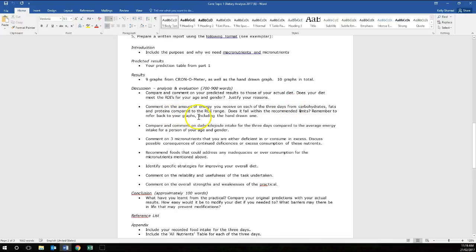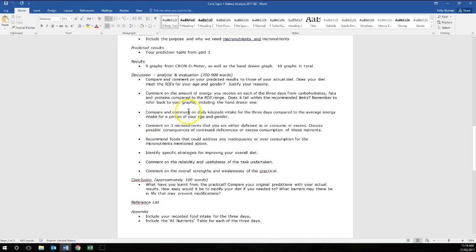And you should be referring back to your graphs, including the hand-drawn one. So when you talk about your consumption of carbohydrates, fats, and proteins, about where the energy comes from, you can refer back to graphs 1, 2, and 3, where you can see the breakdown of carbohydrates, fats, and proteins from the pie graph that we generated in the previous tutorial. You then need to compare and comment on your daily kilojoule intake for the 3 days compared to the average energy intake for a person of your age and gender. Now, that is generated by Chronometer.